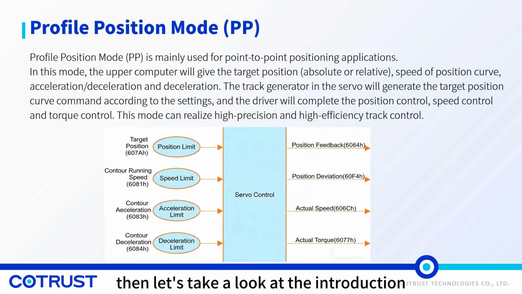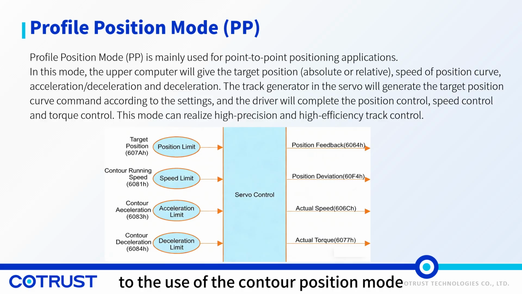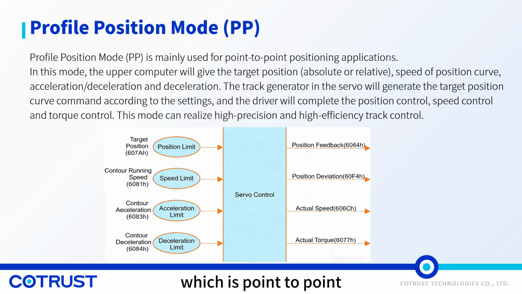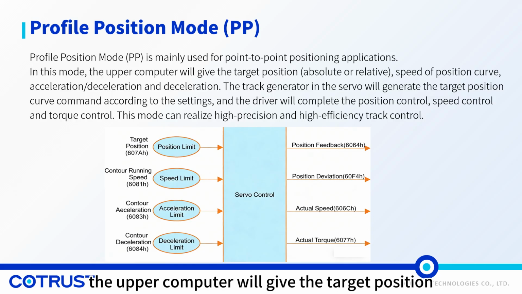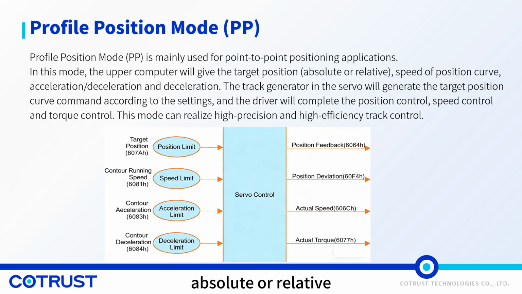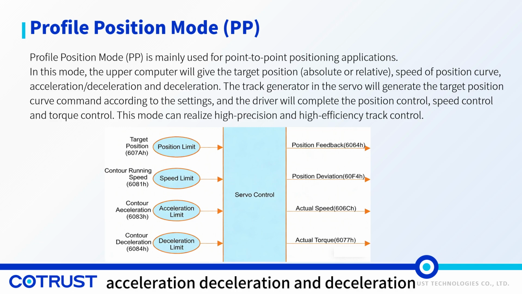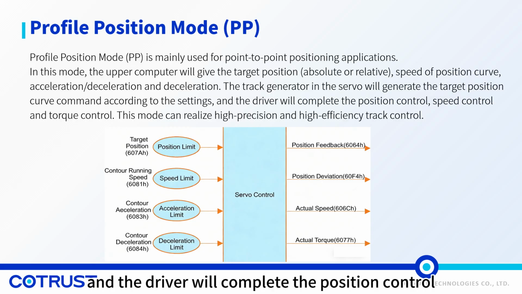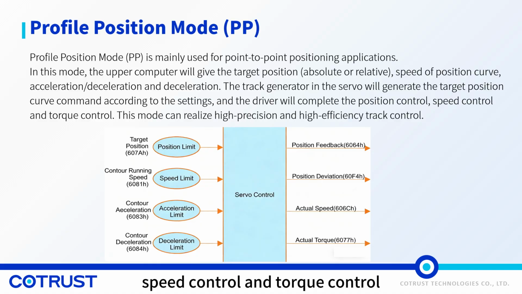Then let's take a look at the introduction to the use of the contour position mode. The contour position mode is also called PP mode, which is point-to-point. In this mode, the upper computer will give the target position, absolute or relative, speed of the position curve, acceleration, and deceleration. The track generator in the servo will generate the target position curve command according to the settings, and the driver will complete the position control, speed control and torque control. This mode can realize high precision and high efficiency track control.